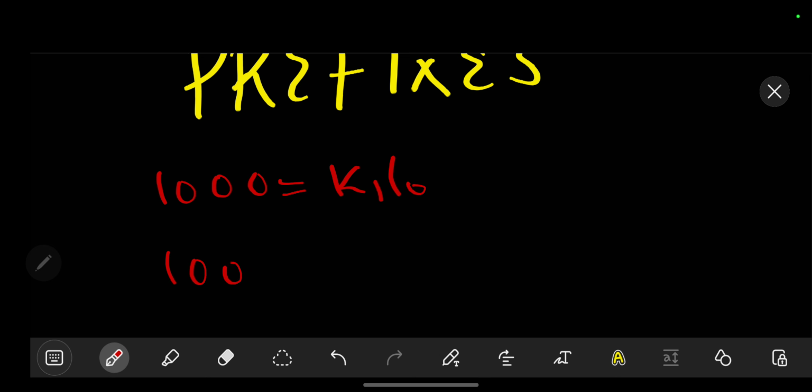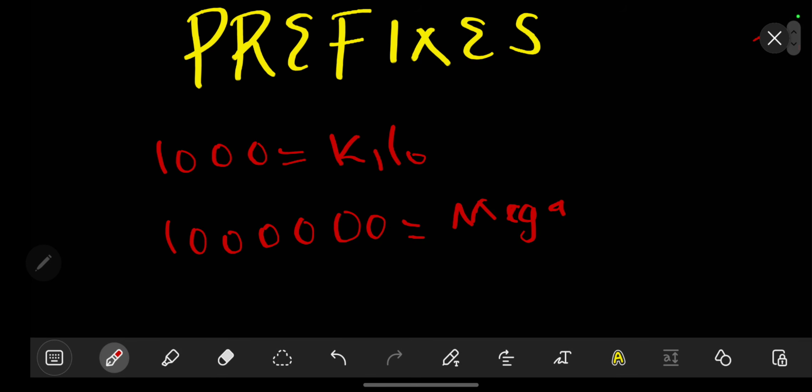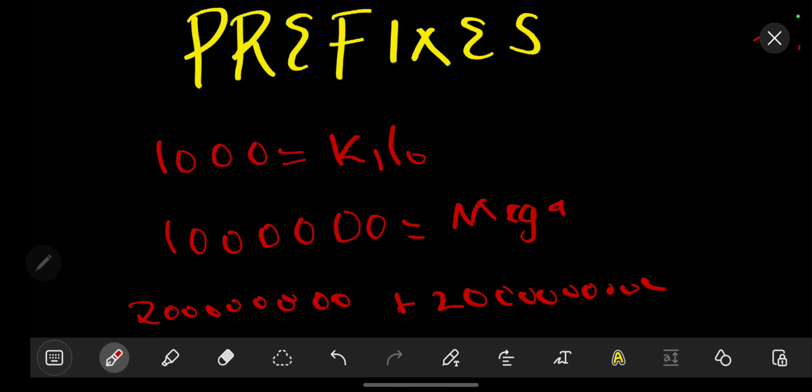Like for example, if you have a number having 6 zeros, you can call this one as mega. Now this is very important because it simplifies your calculation. Like for example, if you have to add this value plus this value plus another value, the prefixes will help you by introducing the powers of tens like that.